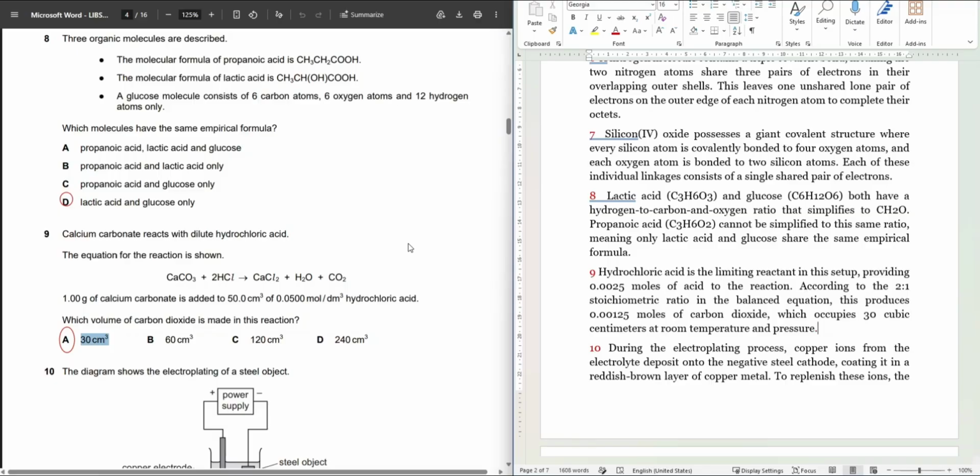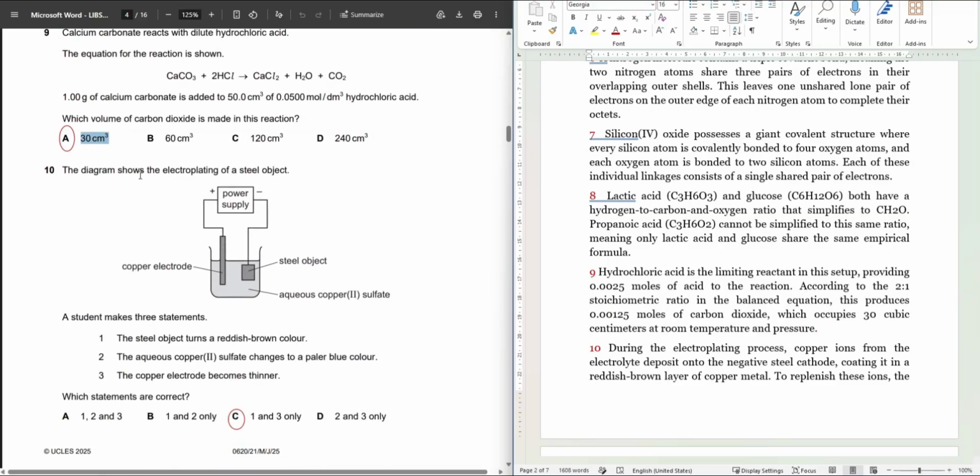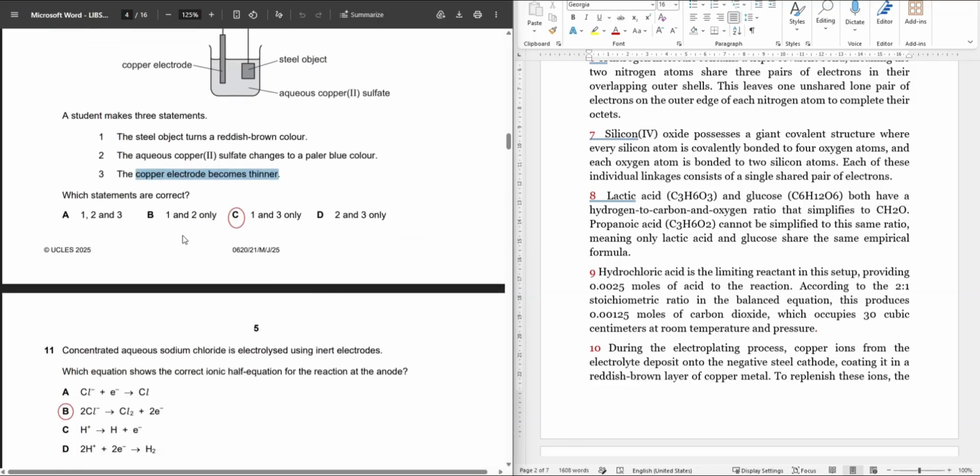Alright, now let's move to our next question. The diagram shows the electroplating of a steel object, and as you can see here, we have a steel object in the diagram, and on the left hand side we have a copper electrode. The solution is aqueous copper(II) sulfate, and it is connected with the power supply with the charges mentioned. Now the student makes 3 statements. 1: The steel object turns a reddish brown color. 2: The aqueous copper(II) sulfate changes to a paler blue color. 3: The copper electrode becomes thinner. Which statements are correct? The correct option is C, 1 and 3 only.